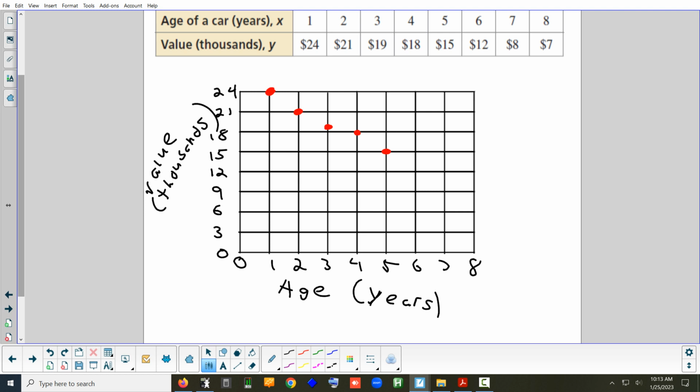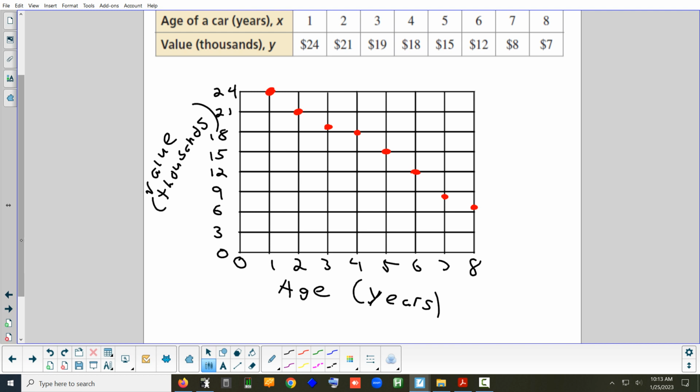6, comma 12. Okay, definitely looking like there's a pretty good pattern so far. We got 2 more. 7th point, 7, 8. So let's just put it a little bit below 9. And the last point, 8, comma 7. So just put it a little bit above 6. Okay, so there's our scatter plot.